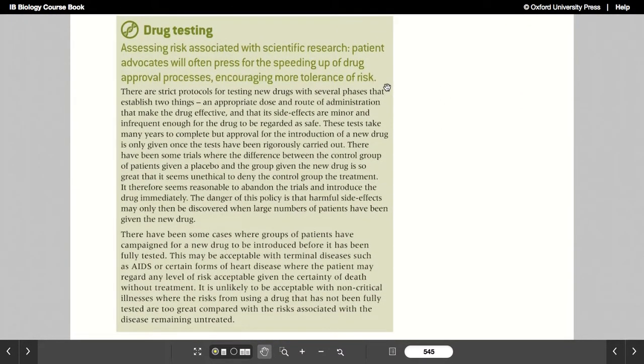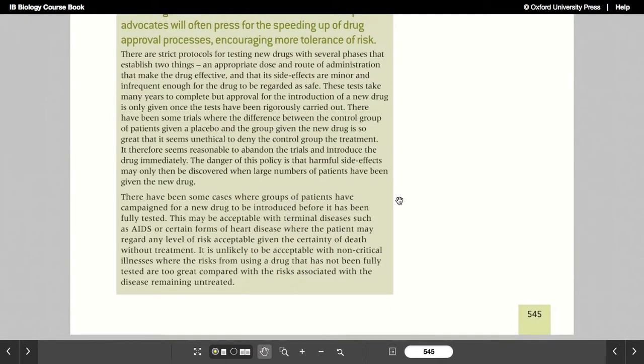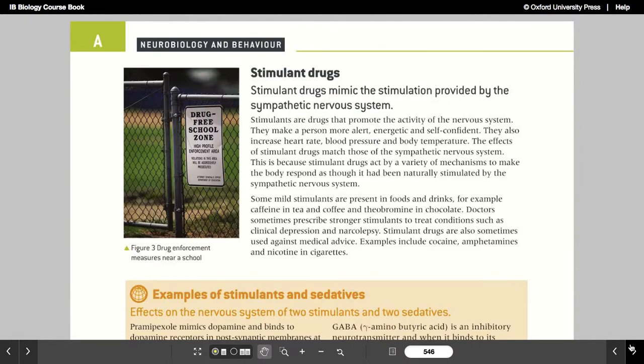We can skip drug testing because it's in the green box, but fun fact, I have been drug tested like 3 times since I've started nursing school. Never drug tested for teaching. Okay.